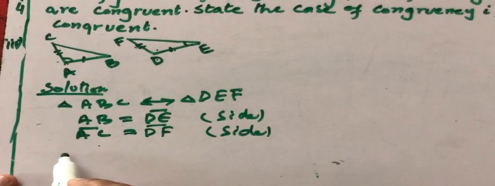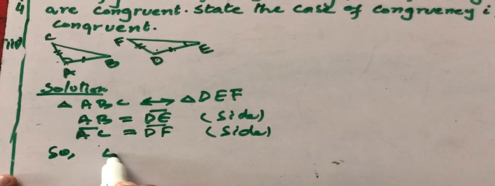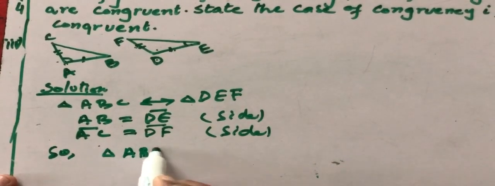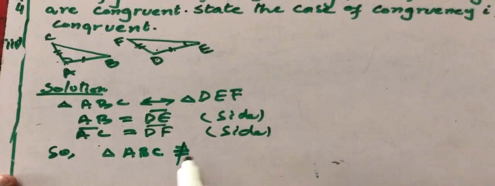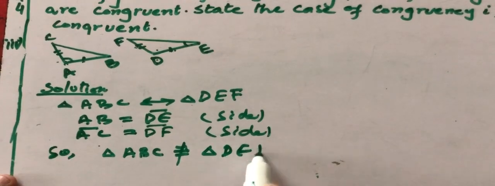So here we write triangle ABC is not congruent to triangle DEF.